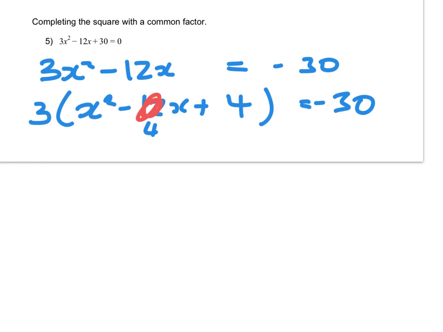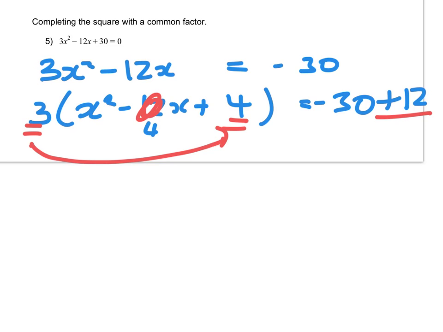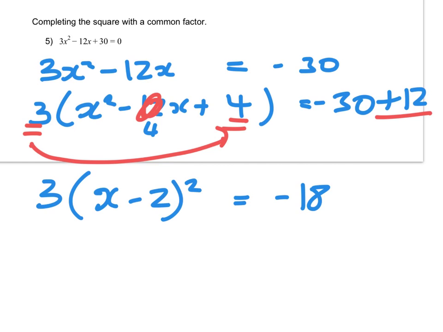Okay? Now, remember I have to add the same amount on over this side here. And it looks like I've just added 4 here. But because of the 3 outside, it's going to be multiplied by 3 in the end. So 3 times 4 means I'm actually adding on 12 over here. Alright? So what do I end up with? I end up with 3 parentheses, and it's going to be x minus 2 squared equals minus 18.